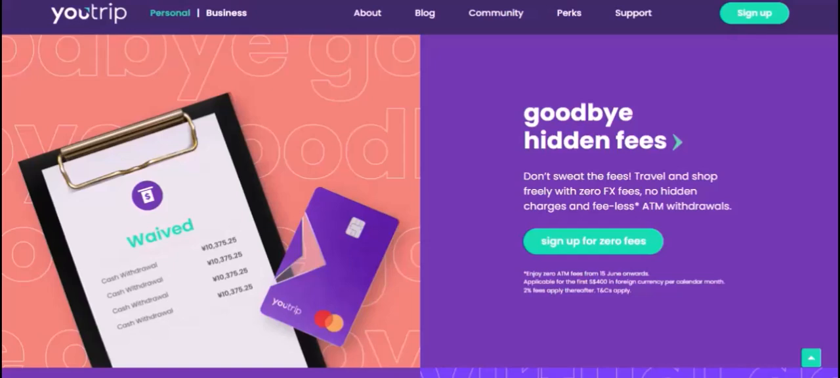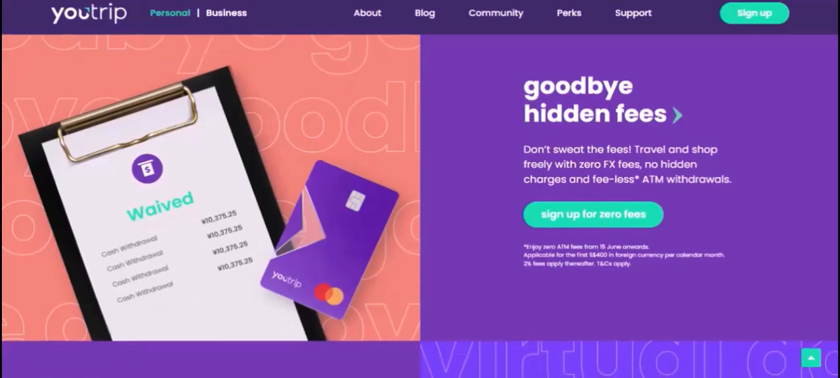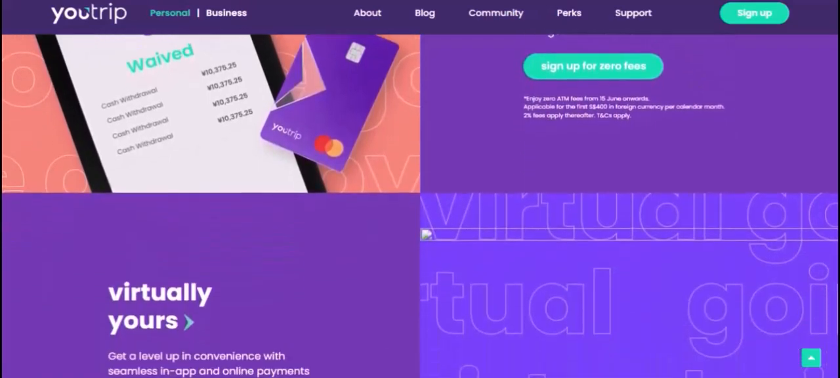So, there you have it. While YouTrip does charge fees for withdrawals, these fees can be minimized by following a few simple tips. By understanding the factors that influence withdrawal fees and taking steps to reduce them, you can make the most of your YouTrip card and enjoy your travels without worrying about excessive costs.